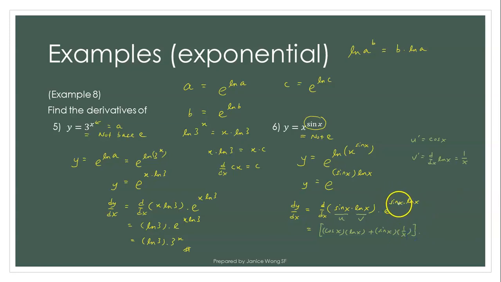e to the power of sine x ln x is originally e to the power of ln x to the power of sine x, which is originally x to the power of sine x. So I write down x to the power of sine x. There is nothing to be simplified, even if we expand in full. So we leave the answer as it is.